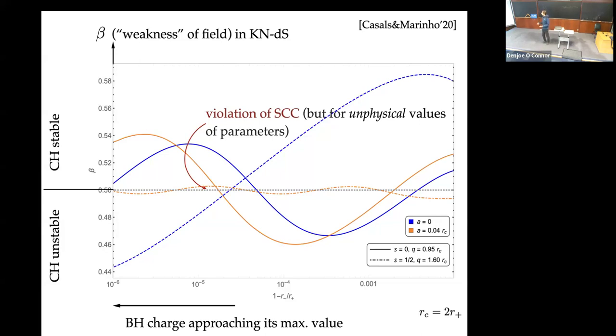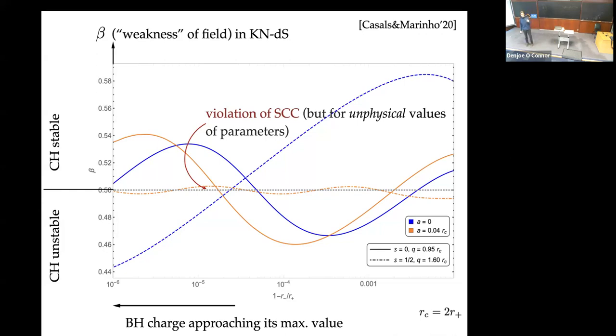So what are the different plots here? Well, there's a equals 0, the non-rotating case, and the rotating case. And we've done this for spin 0 and spin 1/2. So let's forget the non-rotating case and look at the rotating case, which is more interesting. That's the orange lines. The continuous orange line is the scalar field. The dashed orange line is the fermion field.